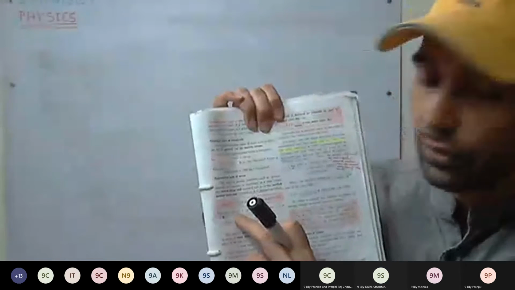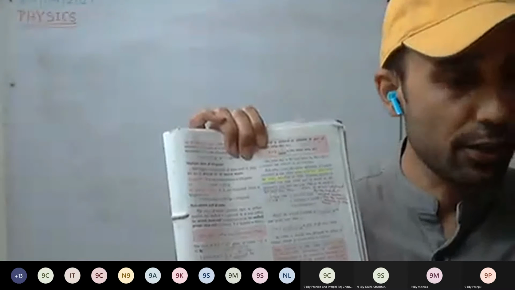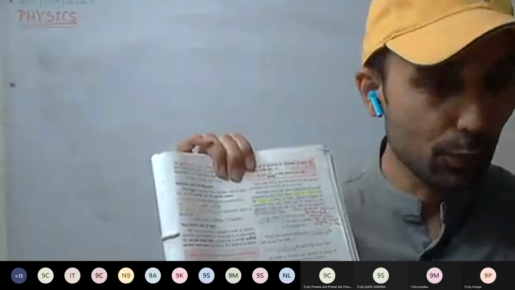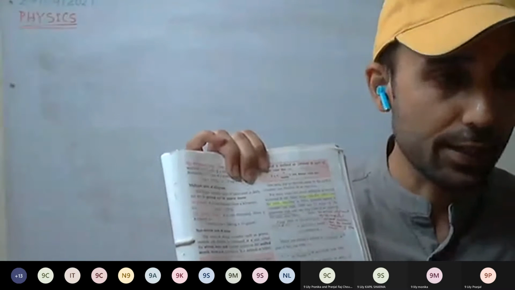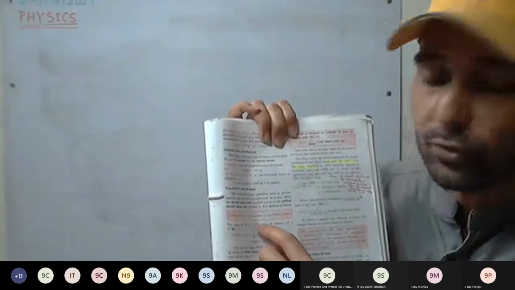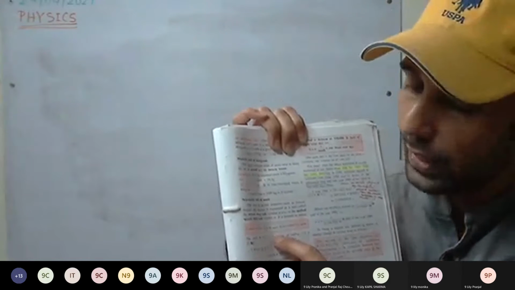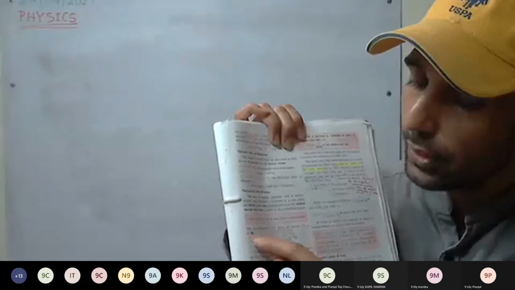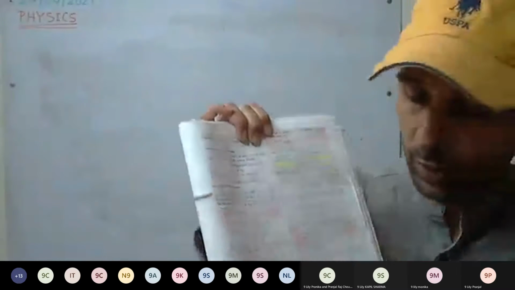If you are using the old book, then you have to make the correction. In the new book, it has been corrected. So if you are having a new book, no need of any correction. If you are using old book, then the mass of 6.02 into 10 raised to power 23 is written. So you can make it 26. Of carbon 12 is 12 kg. Okay. If it's old book.